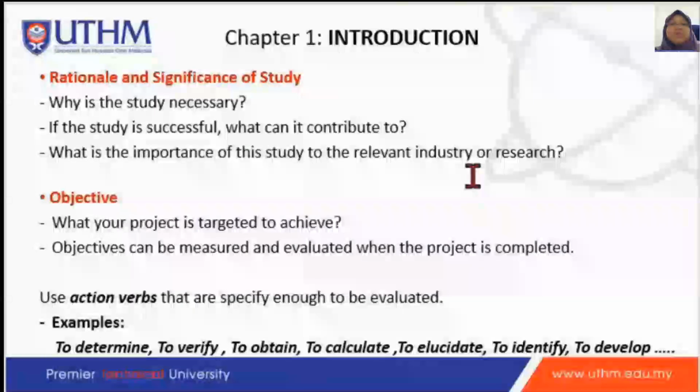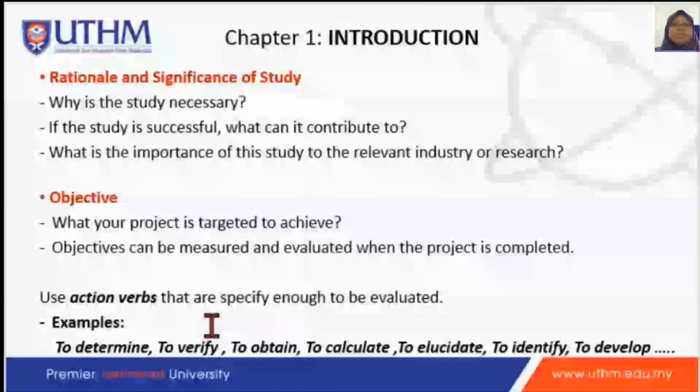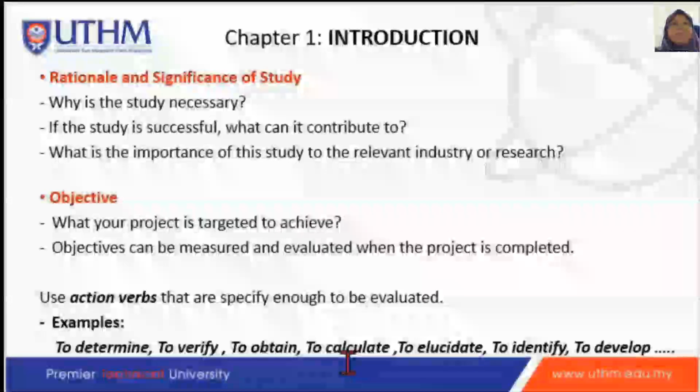And then for the objectives, they should be specific, measurable, achievable, realistic, and within a time frame. And it reflects the solution or output to the problems. You can use action verbs that are specific enough to be evaluated. For example, to determine, to verify, to calculate, to elucidate, etc.